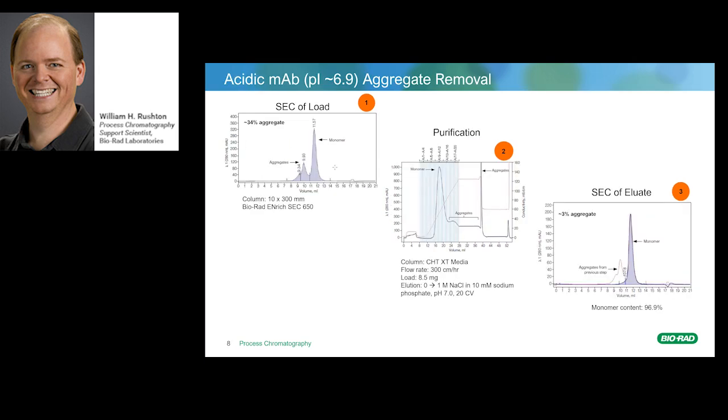This slide showing the removal of aggregate using an acidic mAb of a PI of 6.9. So the SEC of the load showing 34% aggregate. This time the purification is run in a phosphate pH 7, same linear gradient, 0 to 1 molar salt. The SEC of the eluate showing the monomer content of about 96.9%. So you're seeing about a 90% reduction of aggregate across this step.